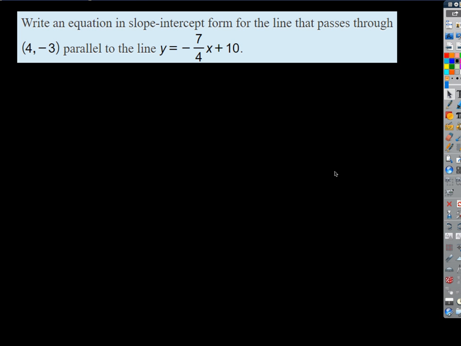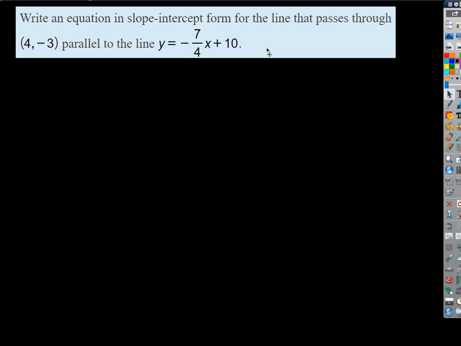Think what we're doing here. We want to write an equation, so the line that we're going to build, in math we call this writing a line, right? When we write the equation of a line. So the one we're going to write is going to be yellow. That's our line. Write an equation in slope-intercept form for the line that passes through.